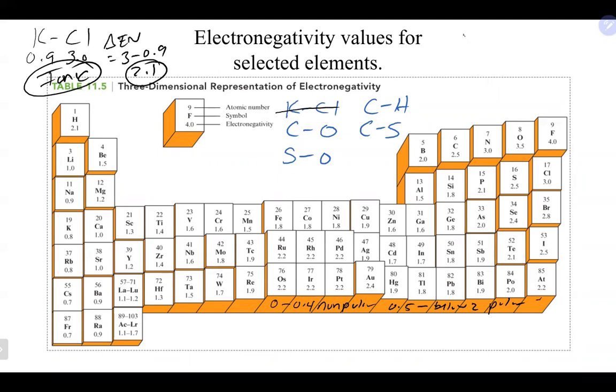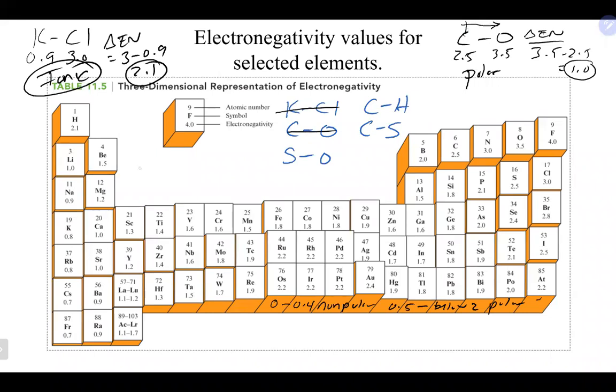Let's do carbon and oxygen here. Carbon is 2.5, and oxygen here is 3.5. So our difference in electronegativity is going to be 1, above 0.4 but less than 2. So this should be polar. The arrow should point towards which element? It should point towards the oxygen, as it is more electronegative. Yes, that way. That takes care of that one.